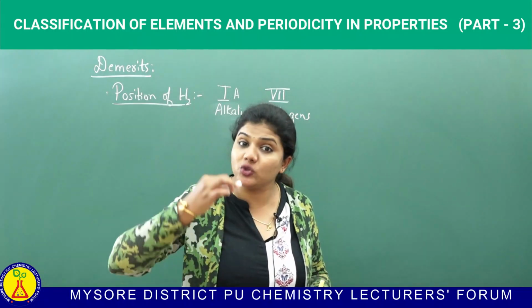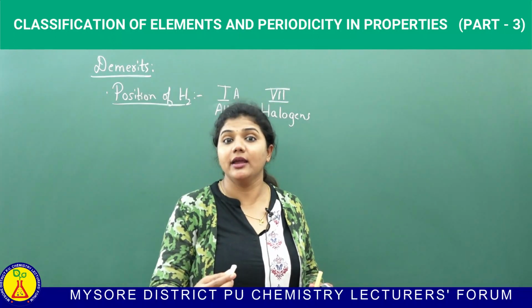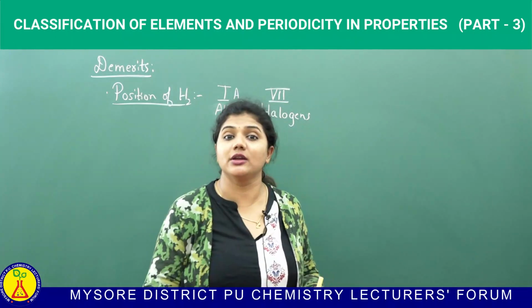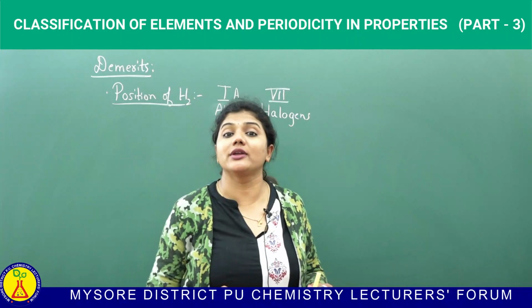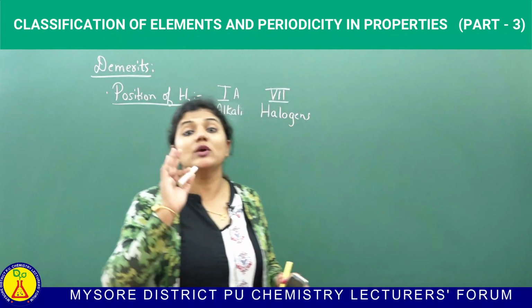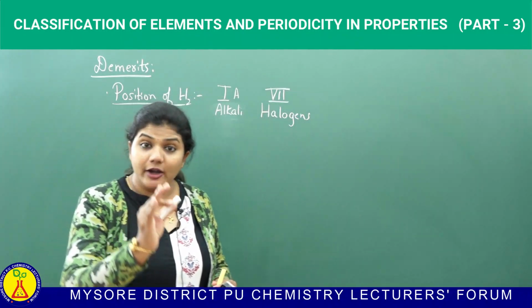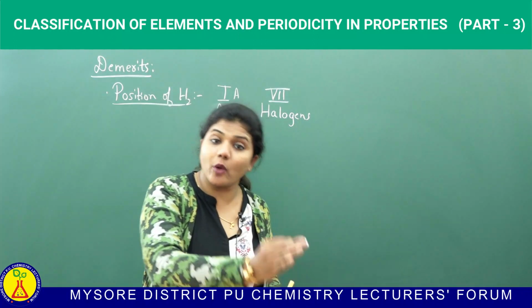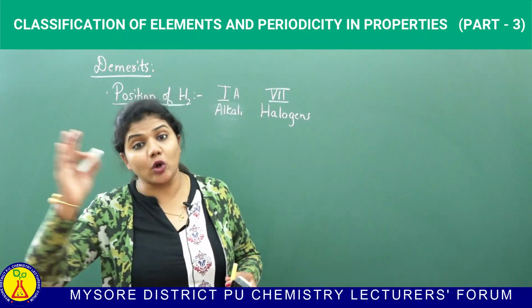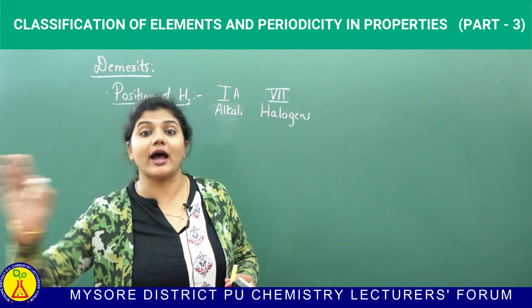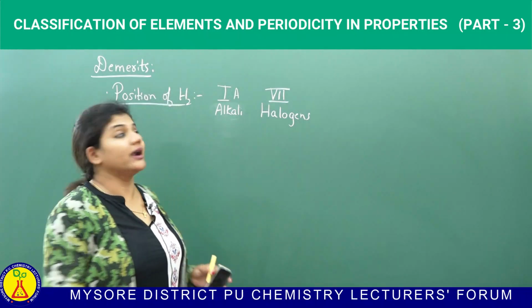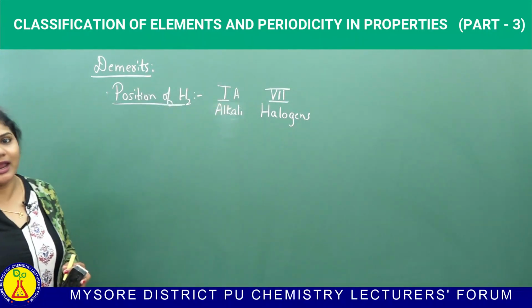Ma'am, if it exhibits halogen properties, it could have been placed in the halogen family. That was the problem. Hydrogen obeys the properties of alkali metals, and it also obeys a few properties of halogens. In spite of that, it is placed in group 1A.